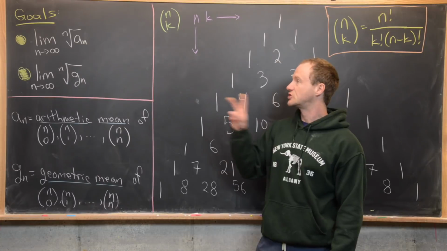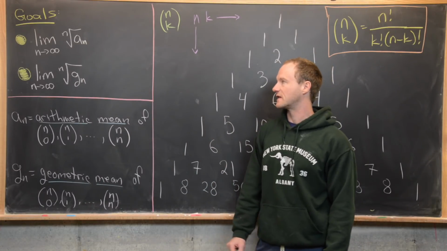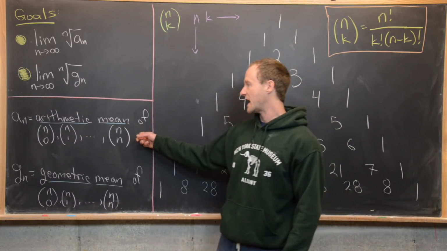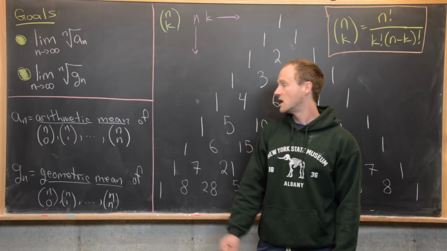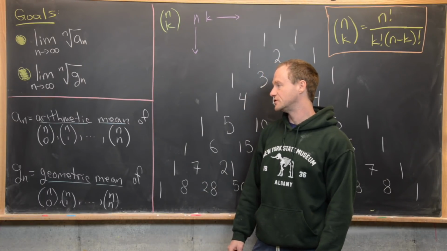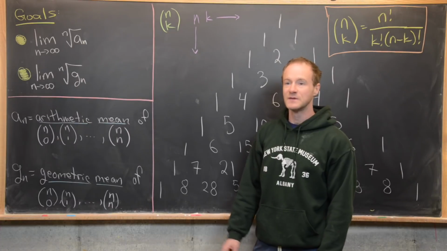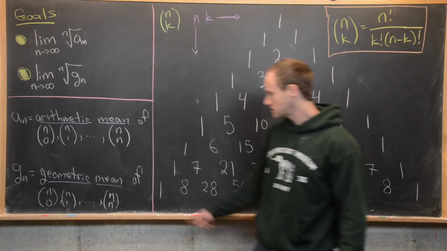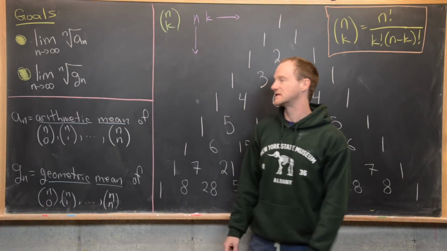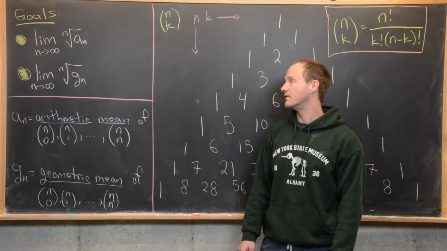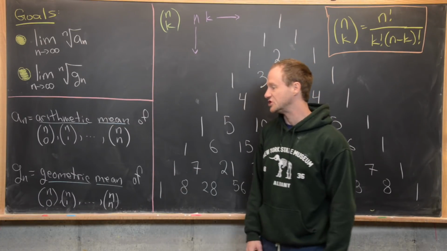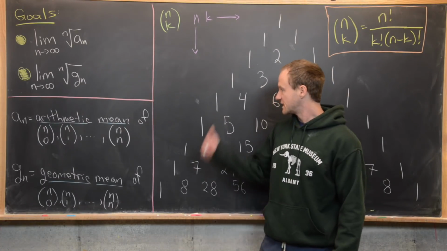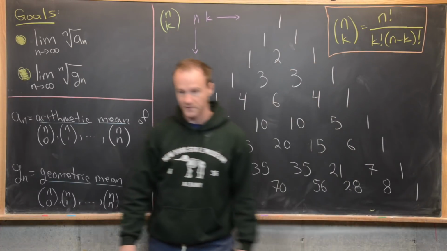Okay, so now that we've got that taken care of, let's look at what our goals are. We've got two goals here. The first goal is to find the limit as n goes to infinity of the nth root of a sub n, where a sub n is the arithmetic mean of these binomial coefficients, n choose 0, n choose 1, up to n choose n. So that's like the nth row of Pascal's triangle. And then our second goal is the limit as n goes to infinity of the nth root of g sub n, where g sub n is the geometric mean of those binomial coefficients. Okay, great. Let's get rid of this and then we'll start with our first goal.